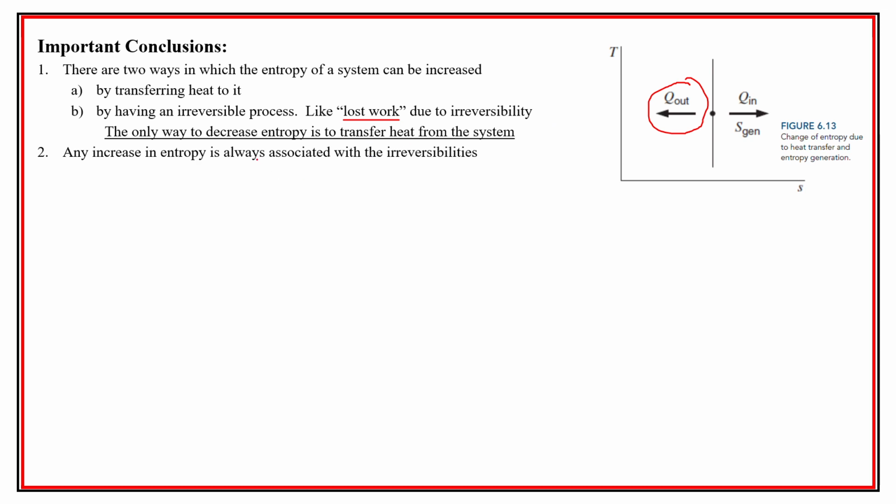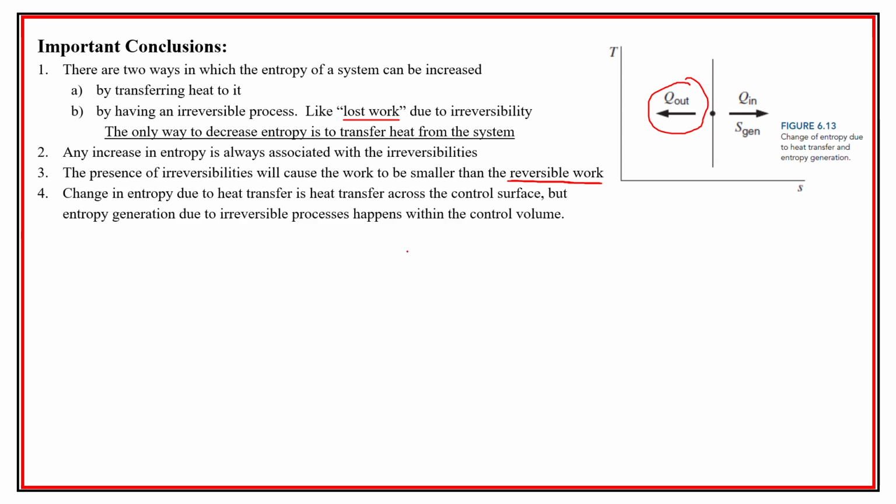Any increase in entropy is always associated with irreversibilities, right? So you can't really go backwards. And the presence of irreversibilities will cause the work to be smaller than the reversible work, right? So there's not even a thing in existence called reversible work. You're always going to lose a little bit, and you could think of those irreversibilities as the consequence of doing any type of process. Change in entropy due to heat transfer is heat transfer across the control surface.